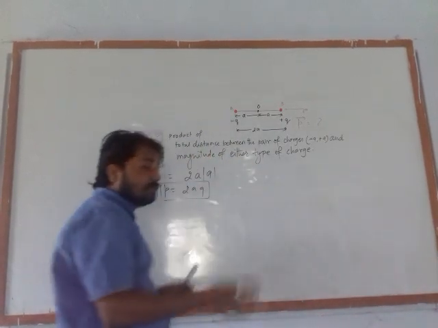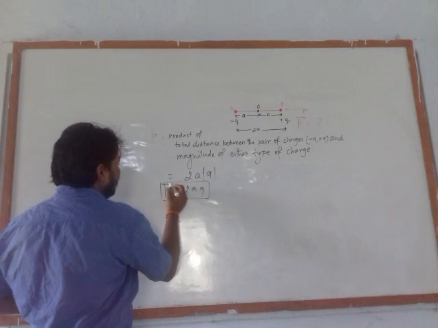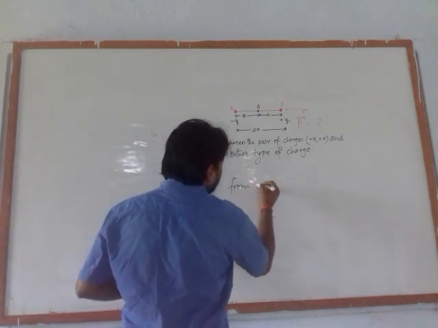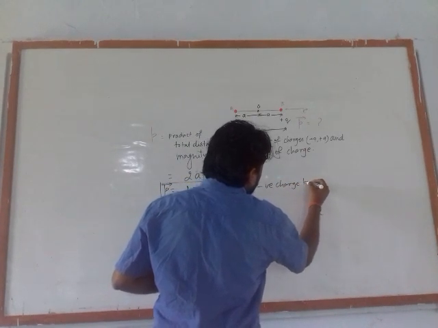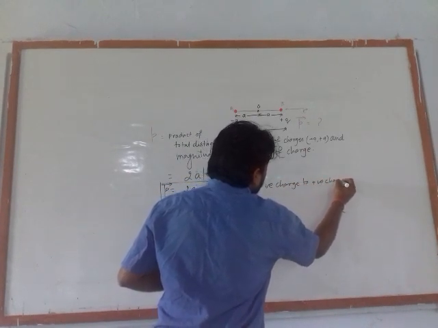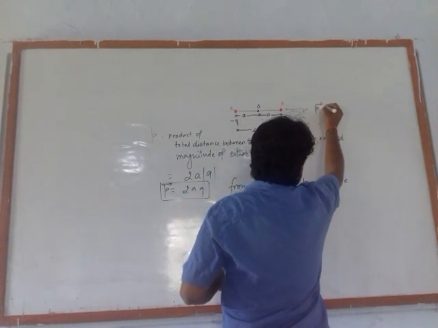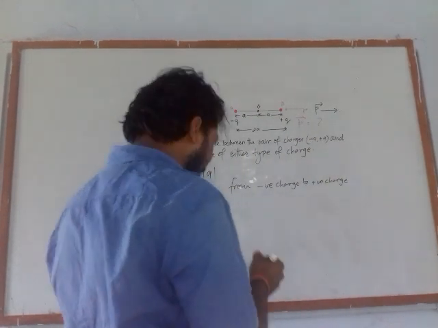Any vector multiplied with a scalar is also a vector. So P is a vector and it has a direction from negative charge to positive charge. So we can say that P will be along this direction, opposite to the electric field.